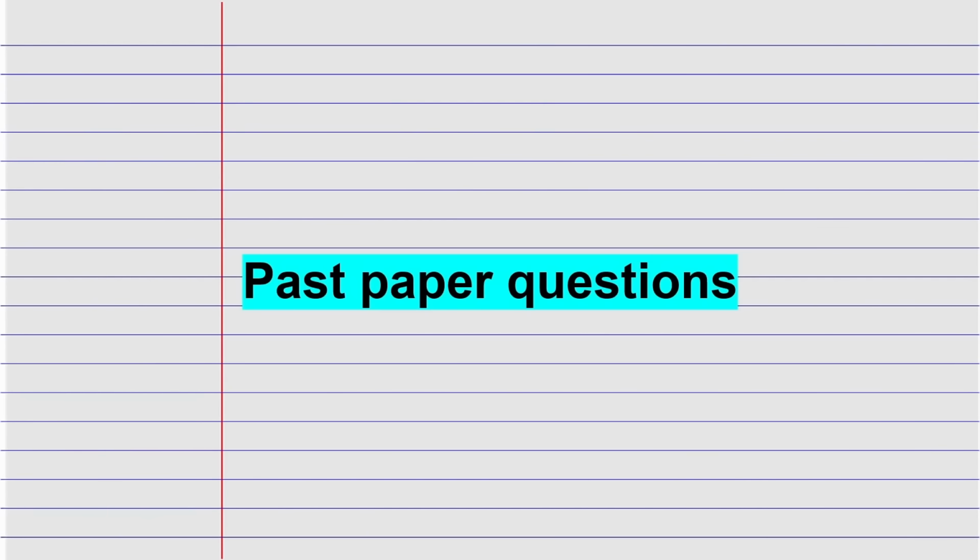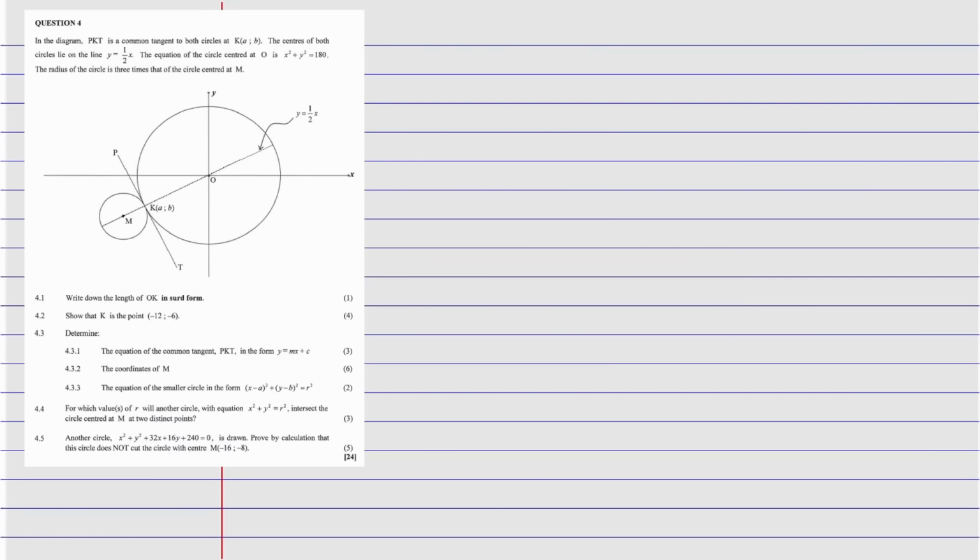Now let's just do a question from a past paper, right? It says in the diagram, PKT is a common tangent. So we see the fact that PKT is a common tangent, right? And it touches both circles at K, the small circle and the big circle. Then they tell us the centers of both the circles lie on the line.